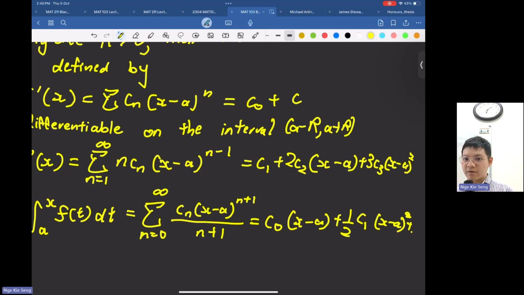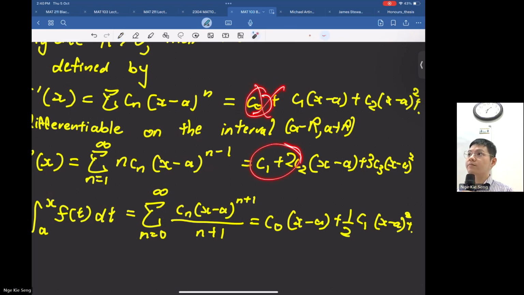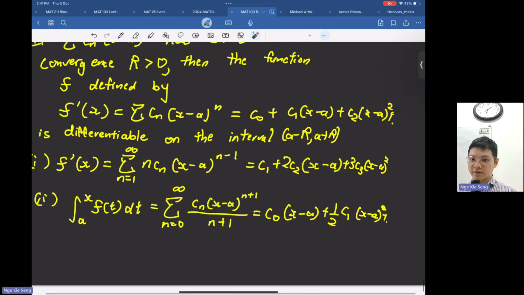So how does this compare to the original series? Your original series starts with a constant, and then c1 times x, the first degree, and then c2 times the second degree, and so on. So you can see that with differentiation, your constant is gone. And when you integrate, your constant gets leveled up to x. So this is matching the differentiation and integration.